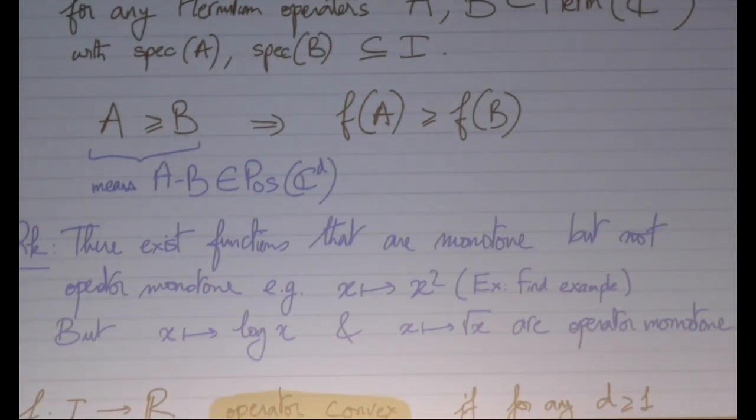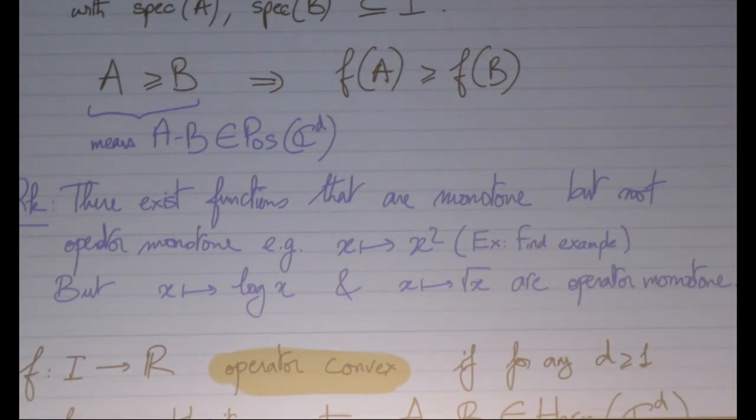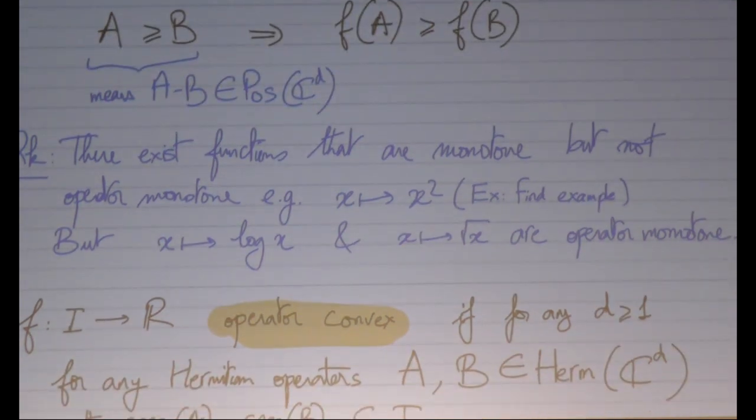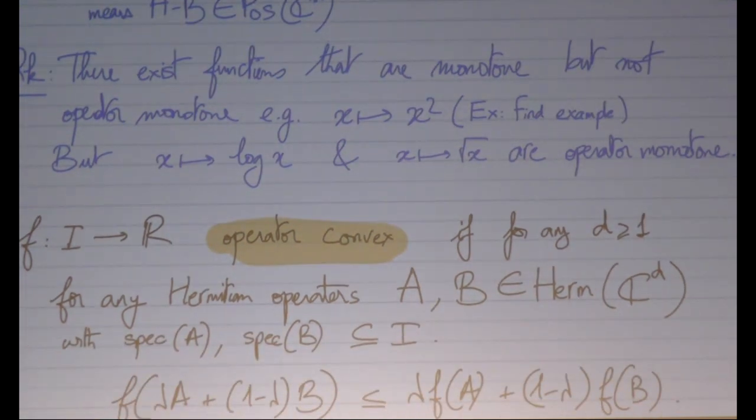The reason this concept is non-trivial is that it's different from the usual concept of monotonicity. If it was the same, there'd be no need to define a new thing for it. You can check this by seeing that there exist functions that are monotone, but not operator monotone. The typical example is the function x squared, and I leave it to you as an exercise to show this. You find operators A and B such that this is satisfied, but when you square them, it's not satisfied. But still, there are some operator monotone functions, typical examples being the log function or the square root function.